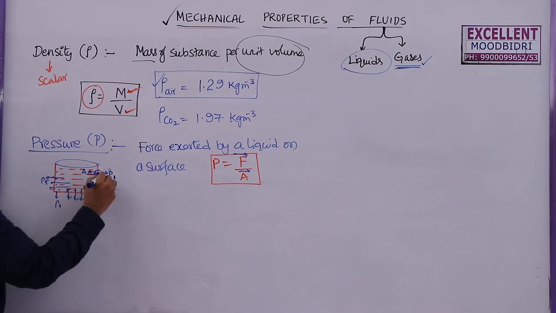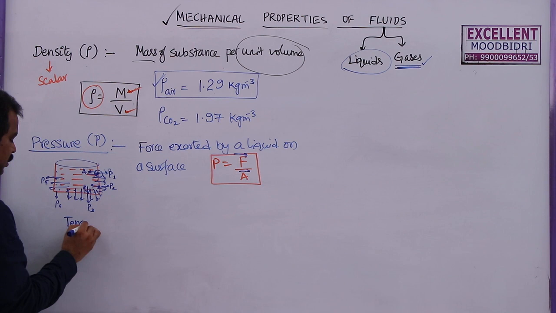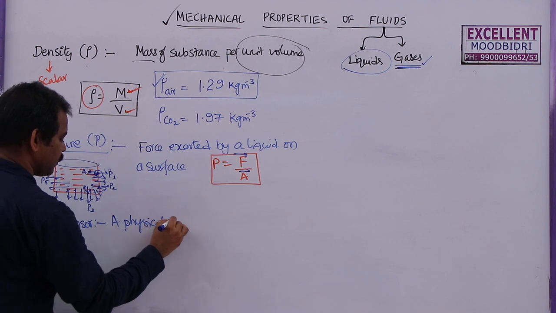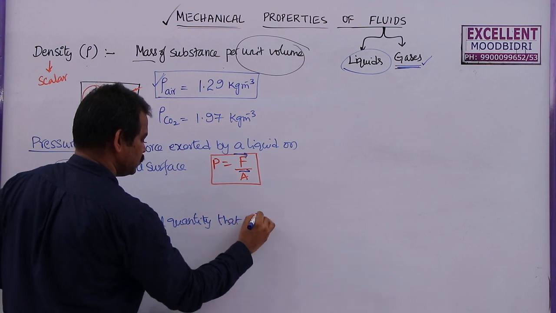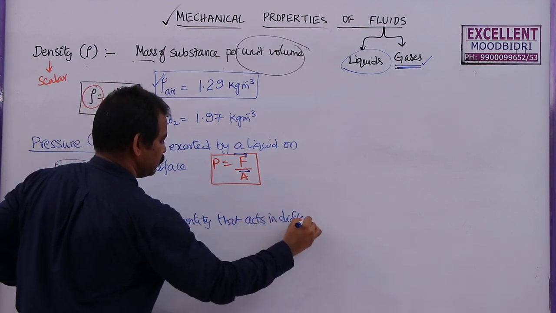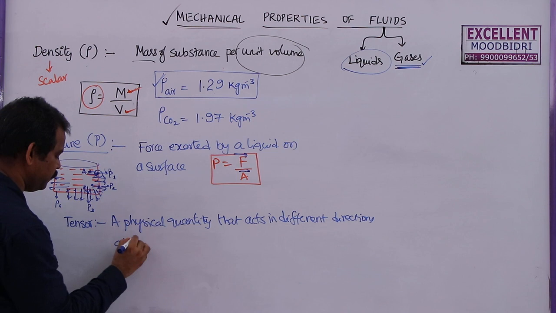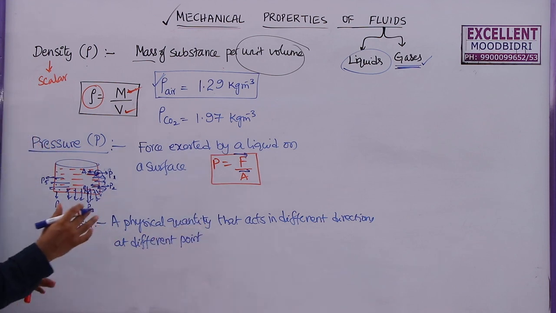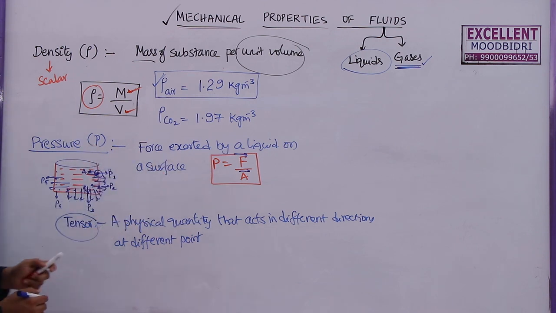That means if a physical quantity acts in different directions at different points, then this can be called a tensor. So please write down this one: a tensor is a physical quantity that acts in different directions at different points of application. So pressure can be considered as a scalar, but exactly speaking, pressure is neither scalar nor vector, it is a tensor.